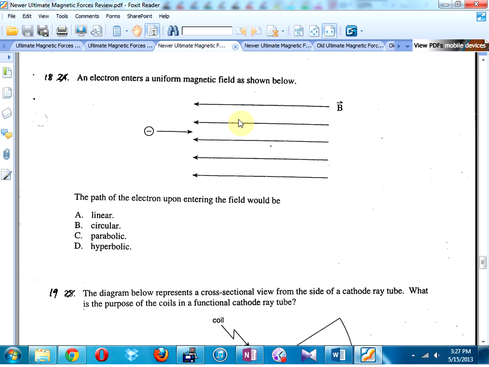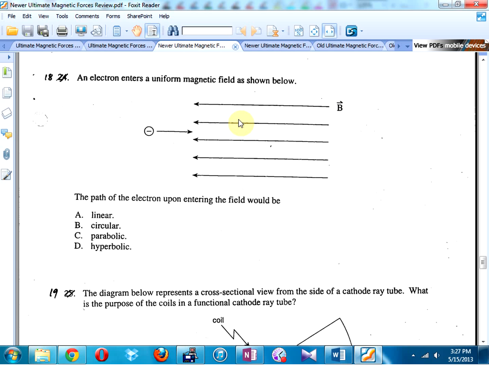A lot of kids want to pick circular. It's wrong. Why? Try your right-hand rule. Which way is this electron moving? To the right. We don't do it for an electron. Dorothy already flipped her hand. I love it. An electron moving to the right is the same as a proton moving to the left. Which way is the magnetic field? To the left.